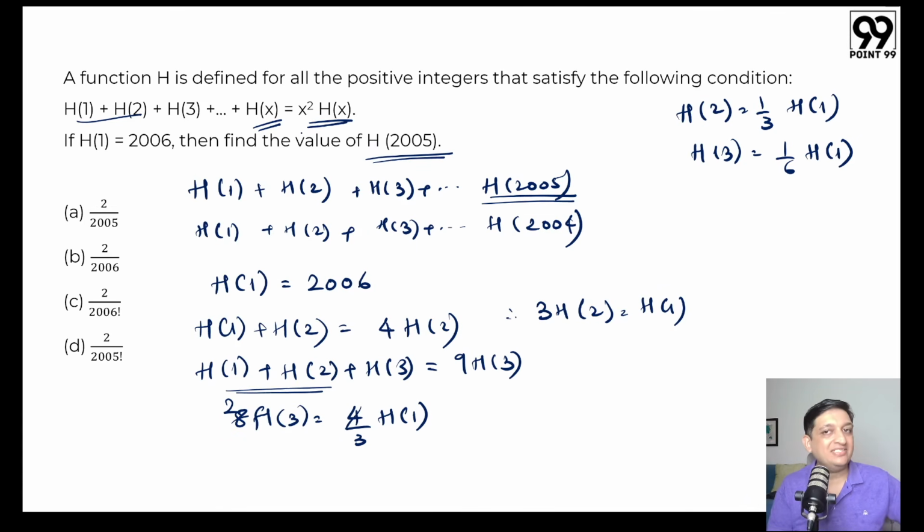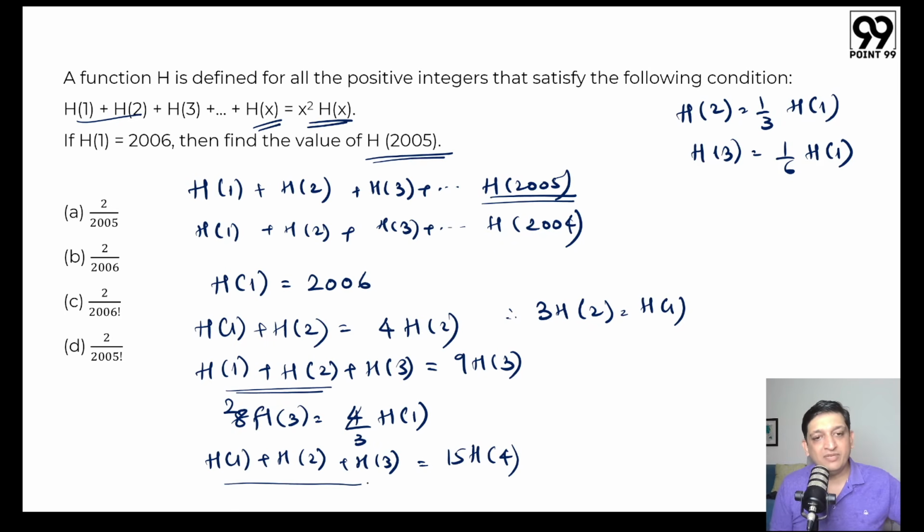You have seen the squares. If you know 3, 6, you can guess the next value that is going to happen. So let's see. If you look at the next part as well, h1 plus h2 plus h3 plus h4 is going to be equal to 16 h4. So this will be 15 times h of 4.